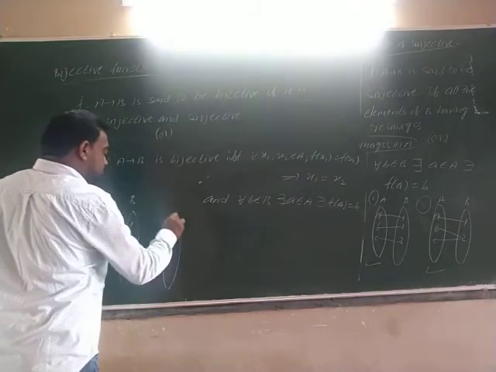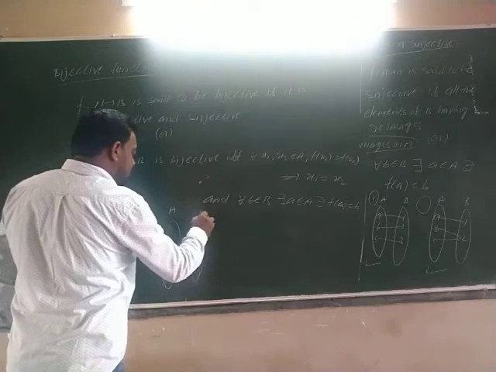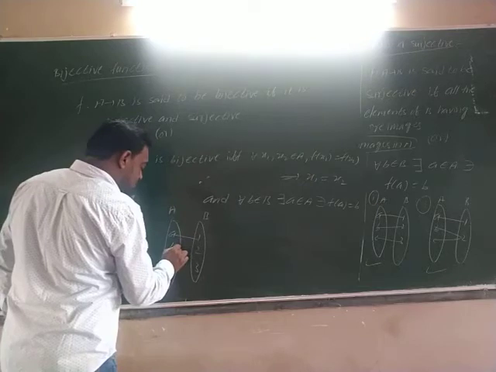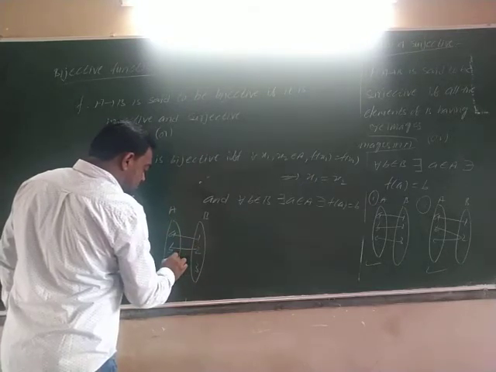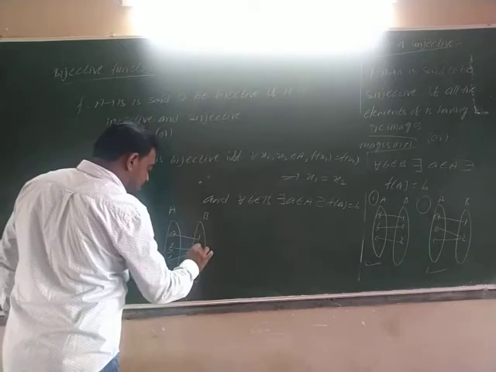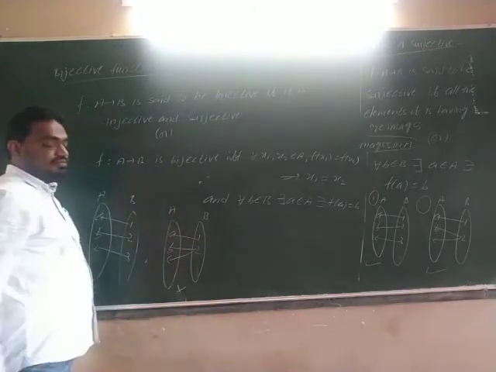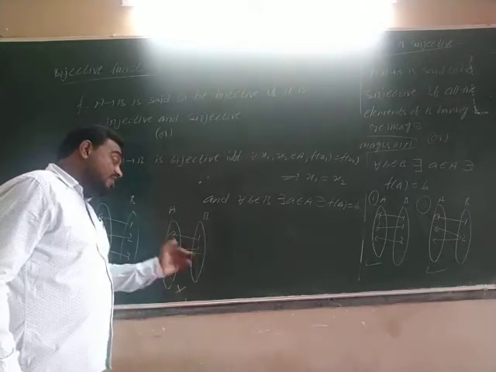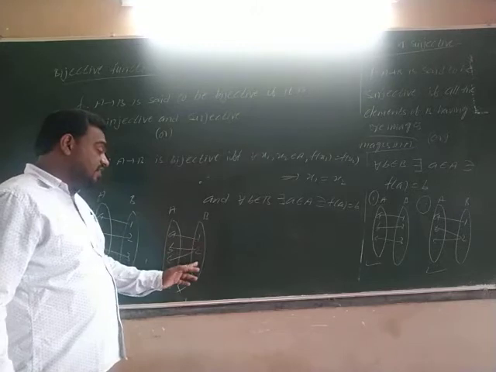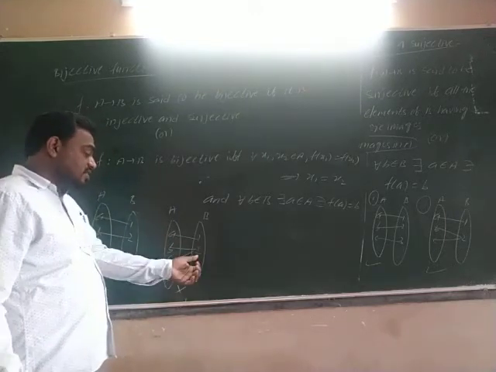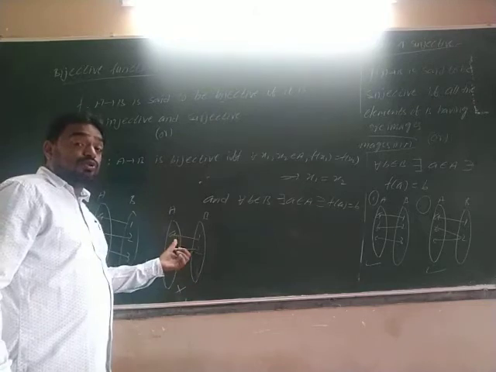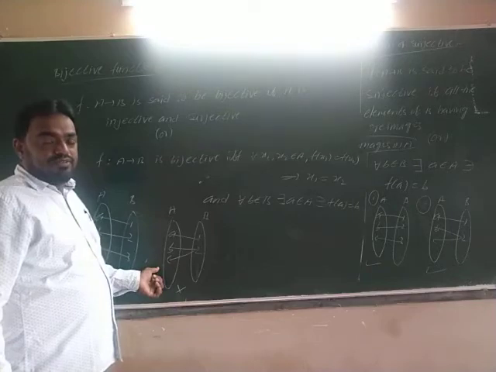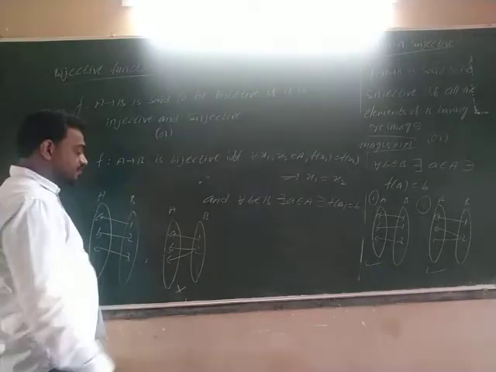Next, set A, set B. a, b, c, 1, 2, 3 is there. Only 2 are there. So it is not a bijective function. Why? It is not an onto function. It is not a one-one function because 2 having two pre-images, more than one pre-image. So it is not injective, so it is not a bijective function.